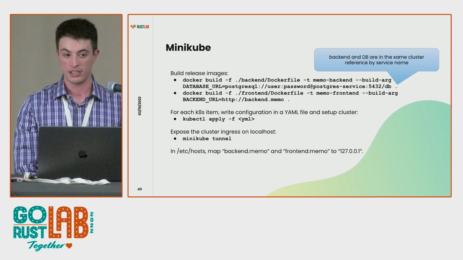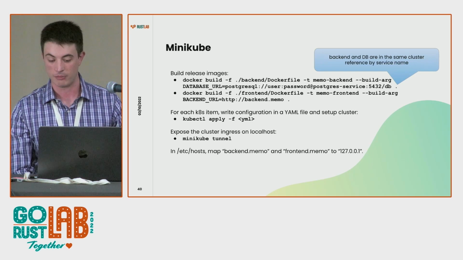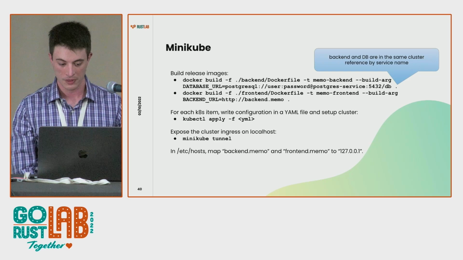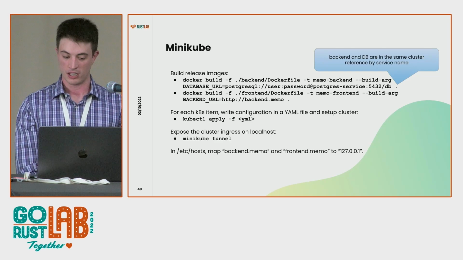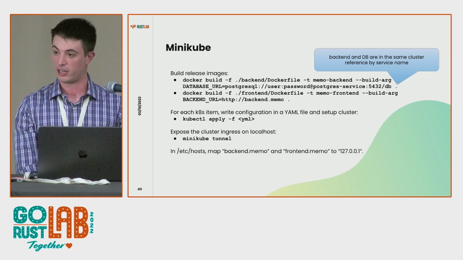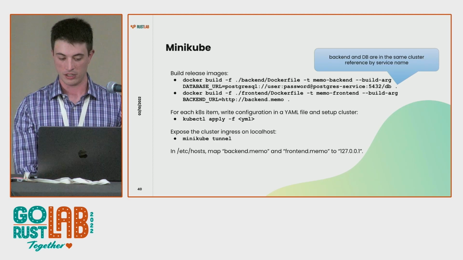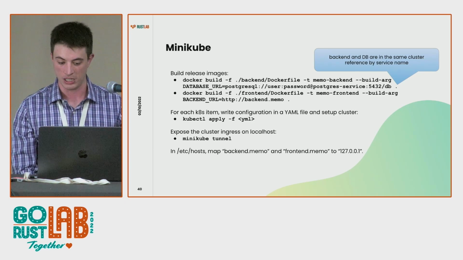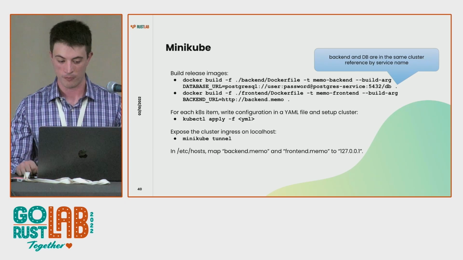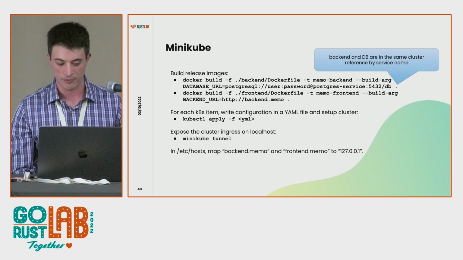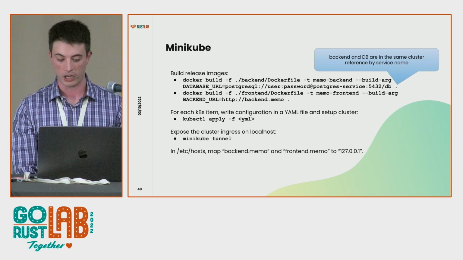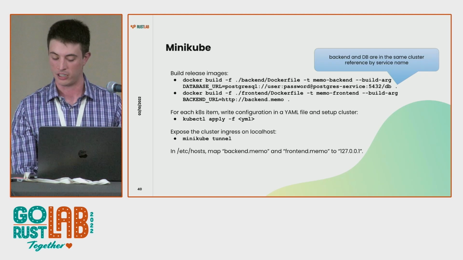Again, because the backend and the database are inside of the cluster, we need to refer to it through the service name. And instead, for the front end, I need to pass the backend URL. Here the backend URL is going to be relative to the client that actually executes the code. So it's going to be http://backend.mimo. So once I've generated the images, I need to load them into Minikube. I need to apply all the configuration using kubectl apply on all the files.